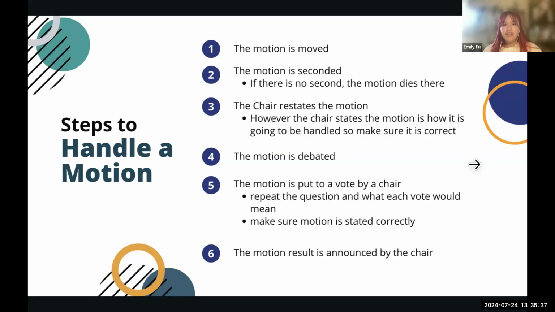And then after the chair restates the motion, we go into debate, pro and con. If there is no con and everyone is in favor of approving the $5,000 for the golf cart, then it just gets approved. And then the motion is put on a vote by the chair. Make sure the motion is stated correctly, and then the result will be announced by the chair whether the motion passes or not. Next slide.